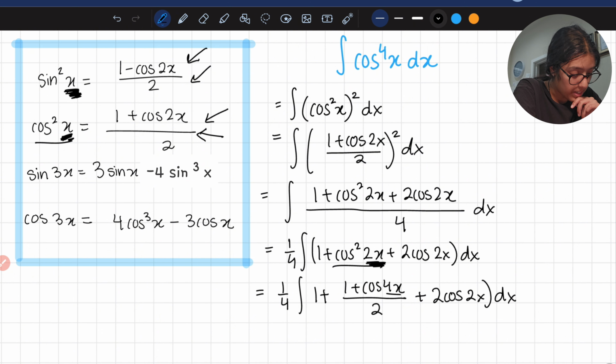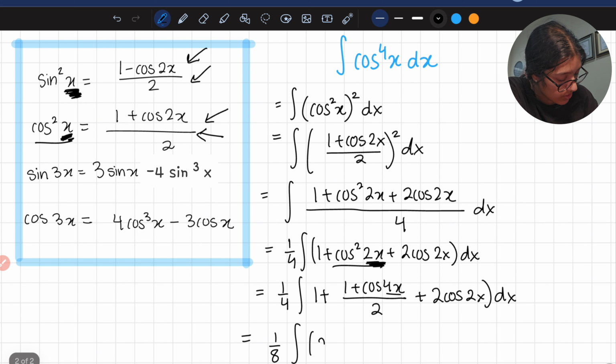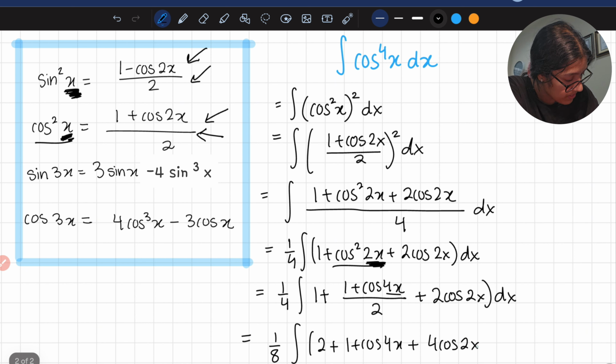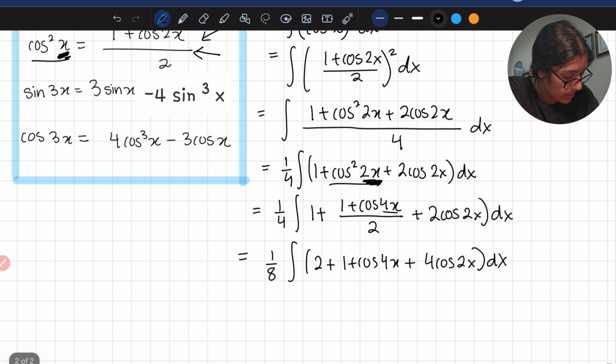So you know what? I'm just going to take the 1/2 out because I think this 1/2 is kind of annoying me. As a result, that 1/2 will multiply by 1/4, so it's going to be 1/8. Integration of 2 plus 1 plus cos 4x plus 4 cos 2x dx.